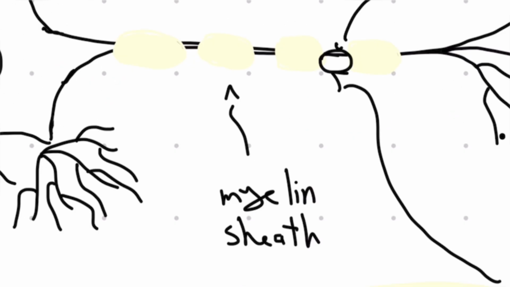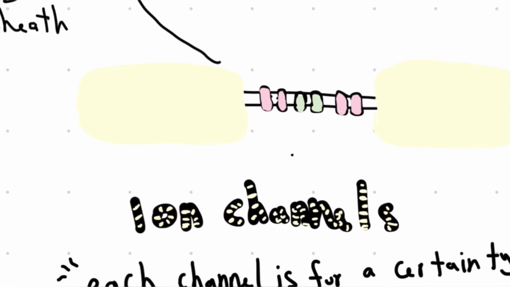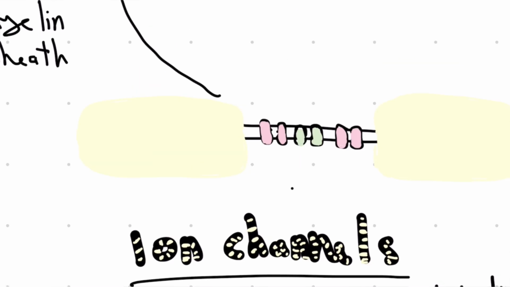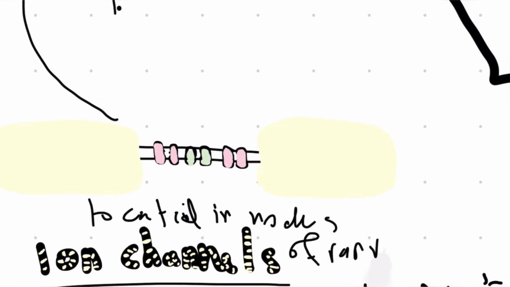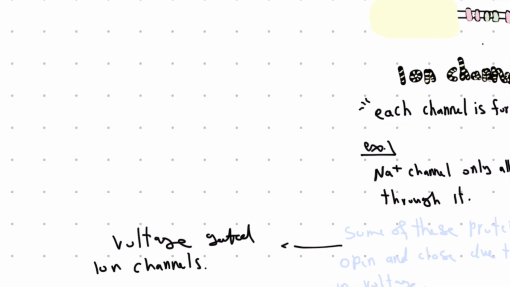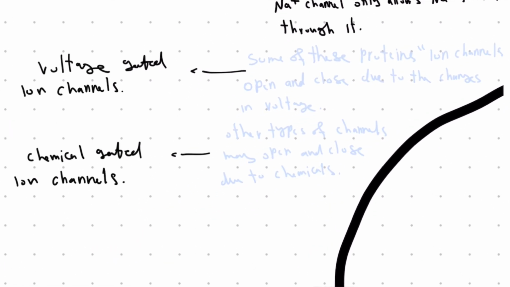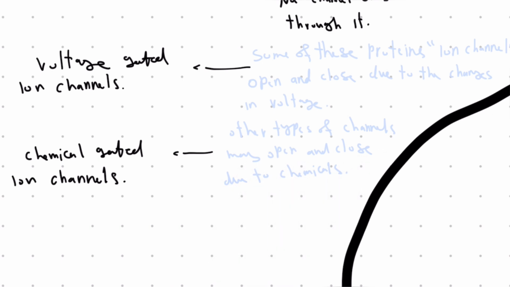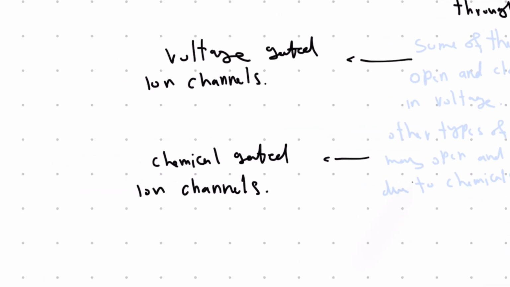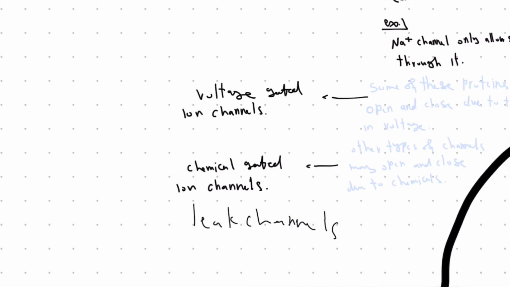If a neuron has myelin, the ion channels would be located at the nodes of Ranvier. And there are many types of ion channels. Some of these protein ion channels open and close due to changes in voltage, so they are called voltage-gated ion channels. Other types of channels may open and close due to a chemical like a neurotransmitter. These are called chemically gated ion channels. And there is another type of ion channel called leak channels, sodium leak channels or potassium leak channels. But today I'm not going into these details. I will call all of them just ion channels.